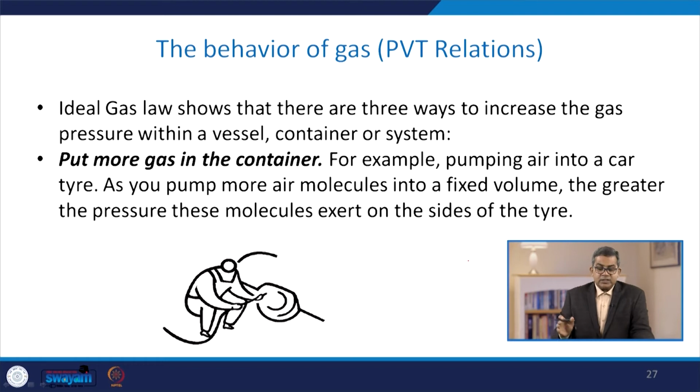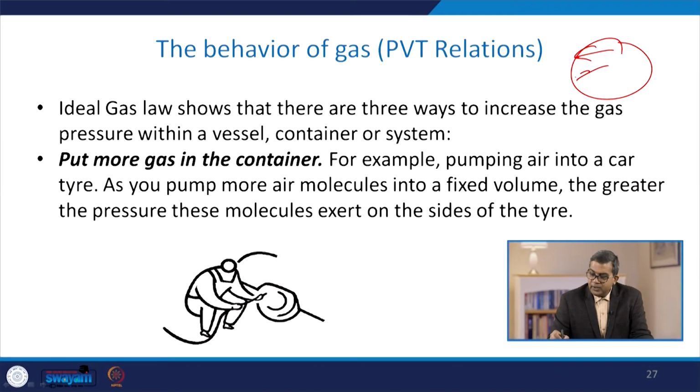Now, this ideal gas law shows that there are 3 ways to increase the gas pressure within a vessel, container or system. Number 1 is to put more gas in the container, for example, pumping air into a car tire. As you pump more air molecules into the fixed volume, the greater the pressure these molecules exert on the sides of the tire. So, these are the sides, and the pressure will be higher if you pump more and more air inside the tire.